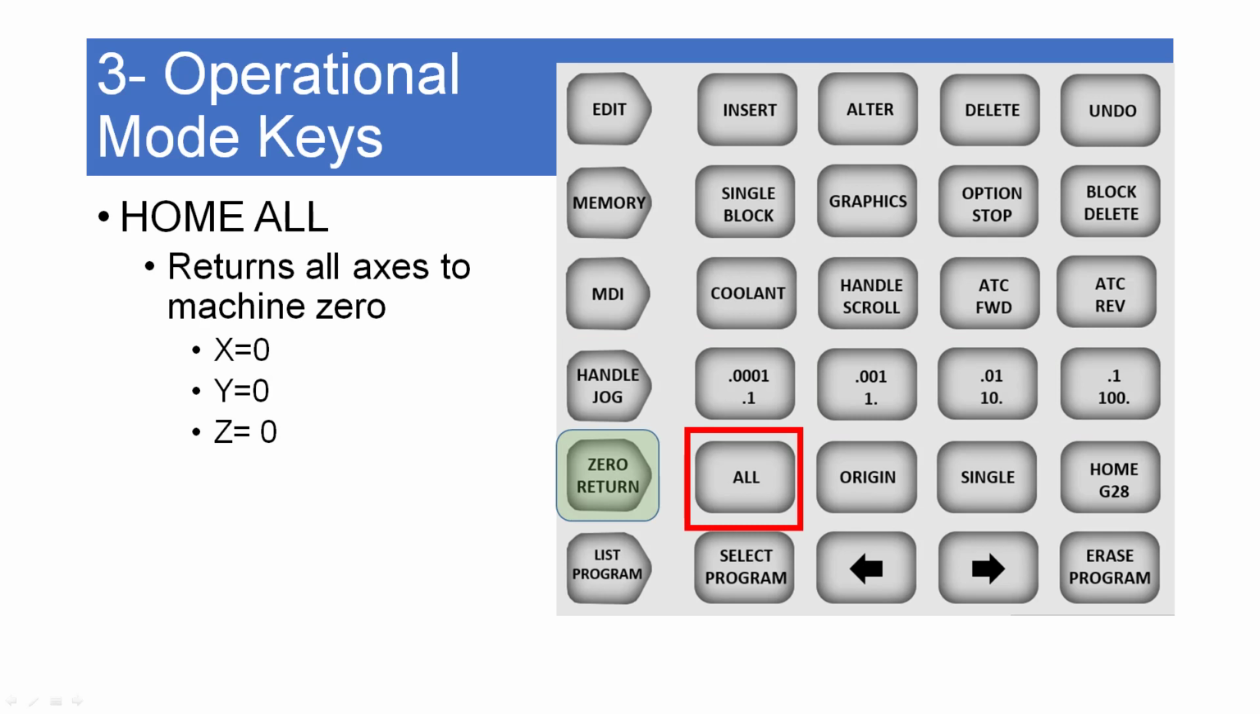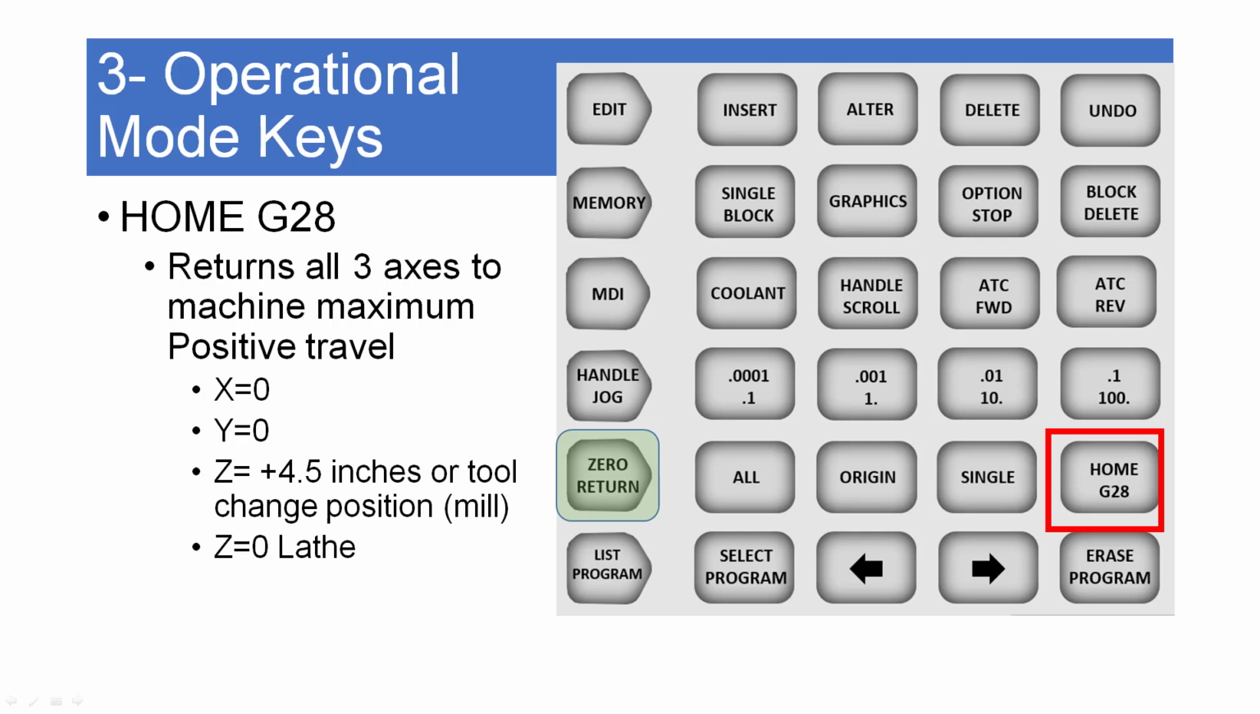Below the handle jog row is the zero return row. The zero return keys all return one or more axes to the home or zero position. The all zero return key moves all axes to their zero position, or their machine zero. The home G28 key is very similar, except it will return all three axes to the most positive position.